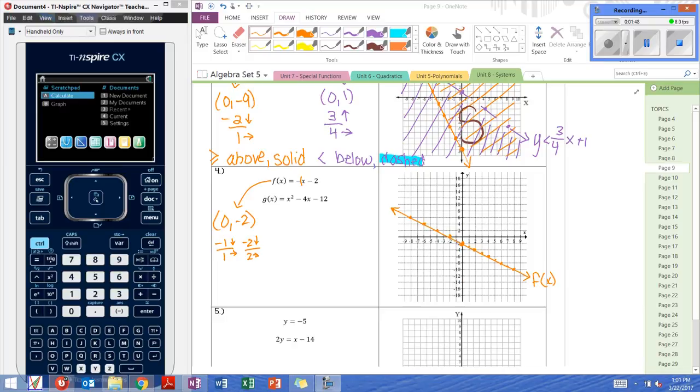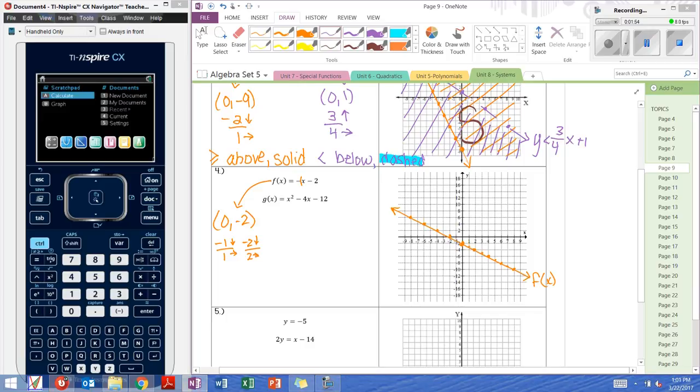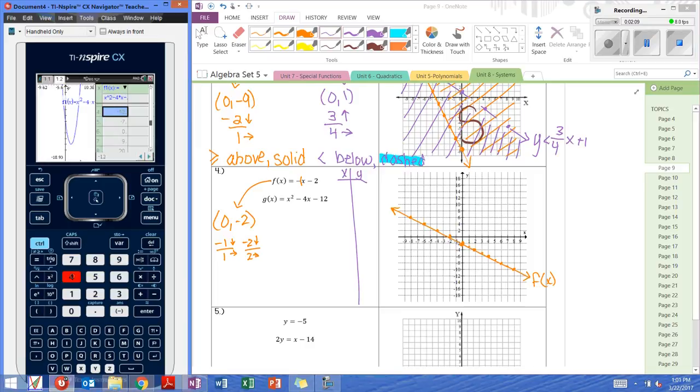And now I need to graph my quadratic. And in order to show work for my quadratic, I need to show a table of values. So let's set up our table of values over here. And in order to get this table, I'm going to graph, I think I already have this pulled up. Yep, so you're going to graph this.